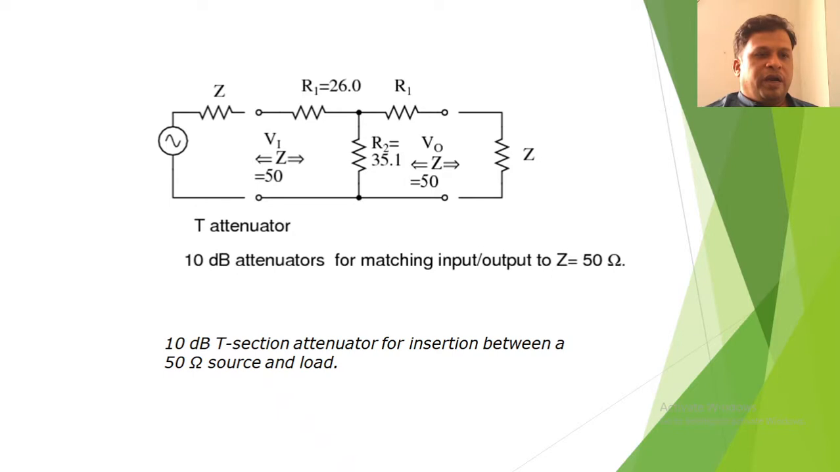So 10 dB attenuators for matching input and output, where Z is equal to 50 ohms. So this is the attenuator for 10 dB, a 10 dB T section attenuator for insertion between a 50 ohm source and load. As we already said, the attenuator circuit should be fixed between the load and the source. So we are fixing these values of R1 and R2 in between the impedance and source. Having Z at the input and output side, this complete circuit is called the attenuator circuit, and it can be solved into series and parallel also to get a single component value.